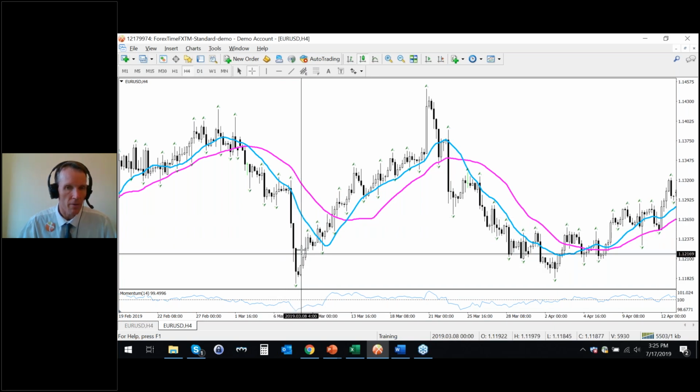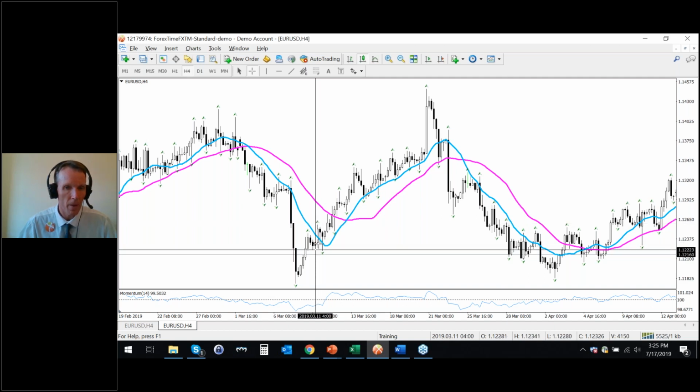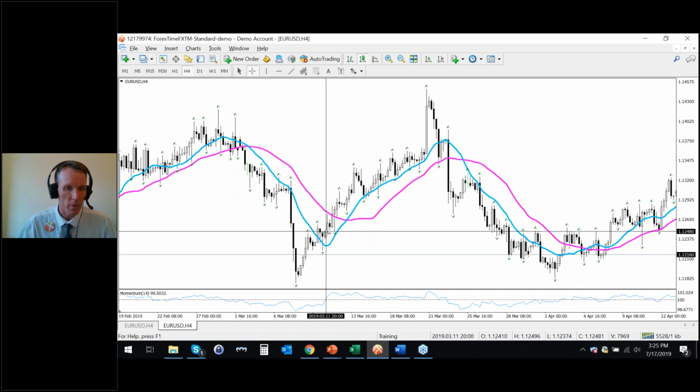So here we have a lower top here, couldn't go lower, and here's a higher bottom, a higher top, and the new impulse wave starts.